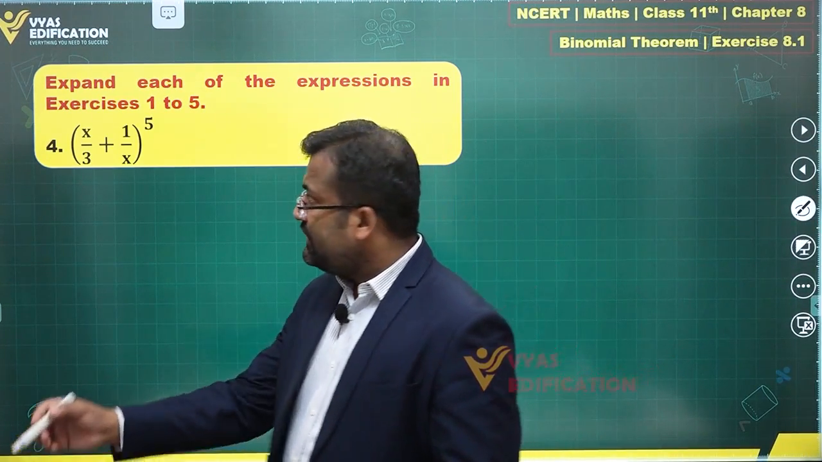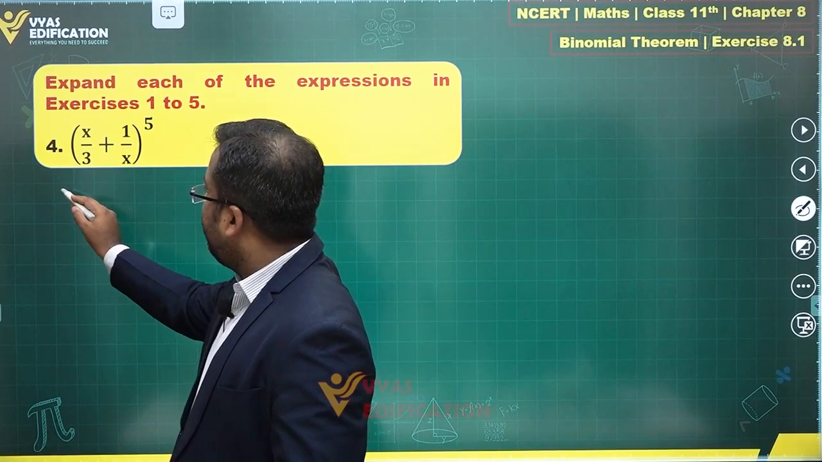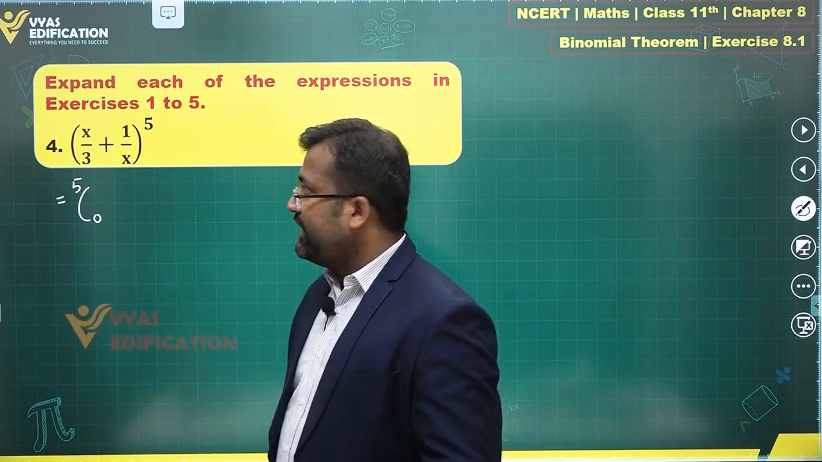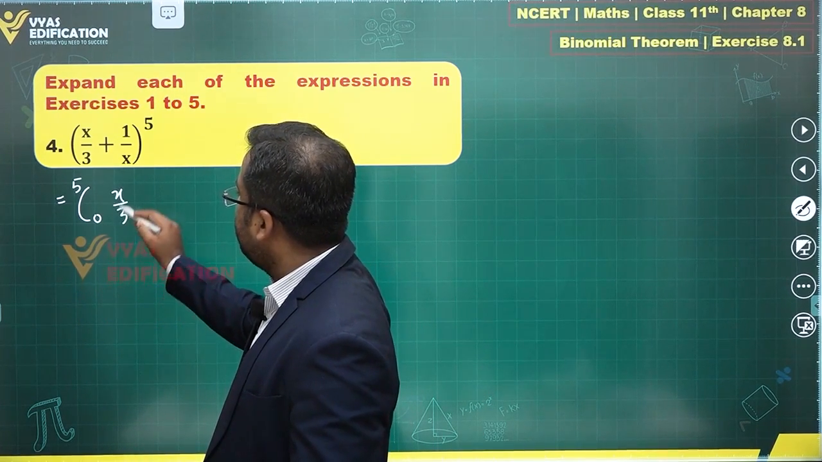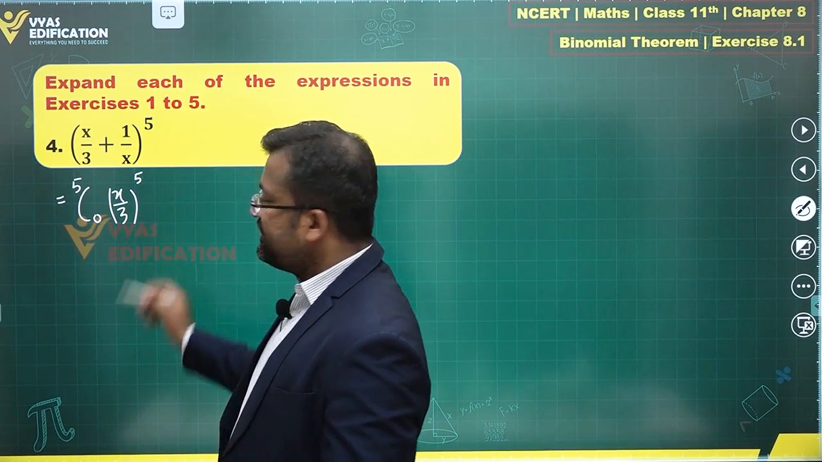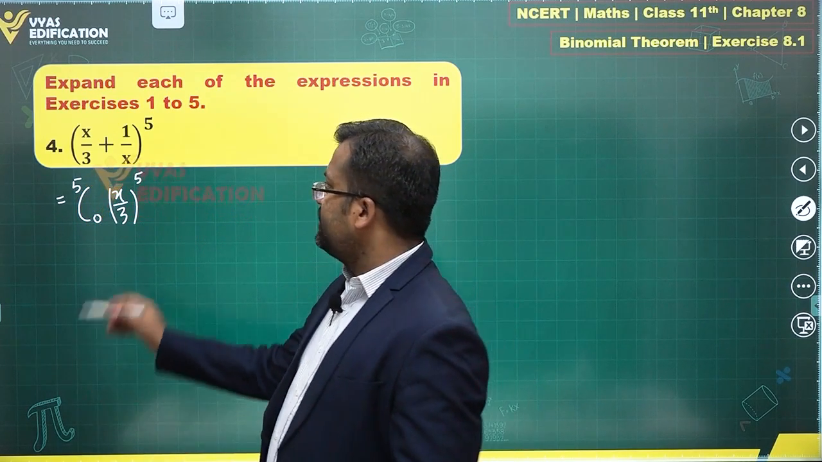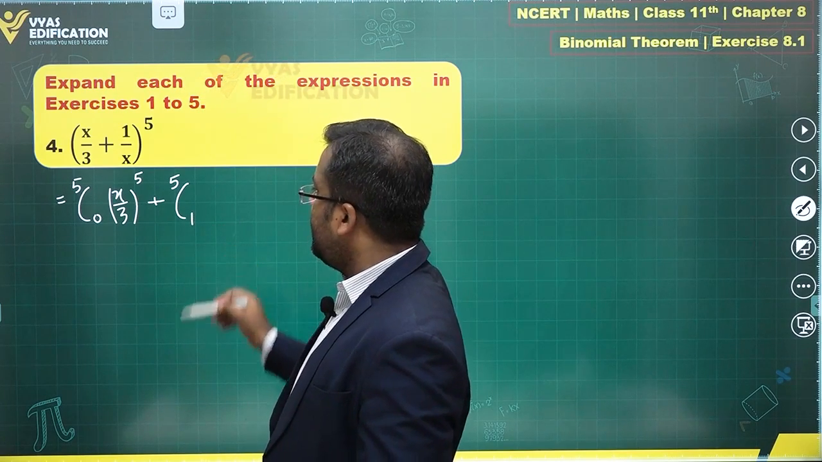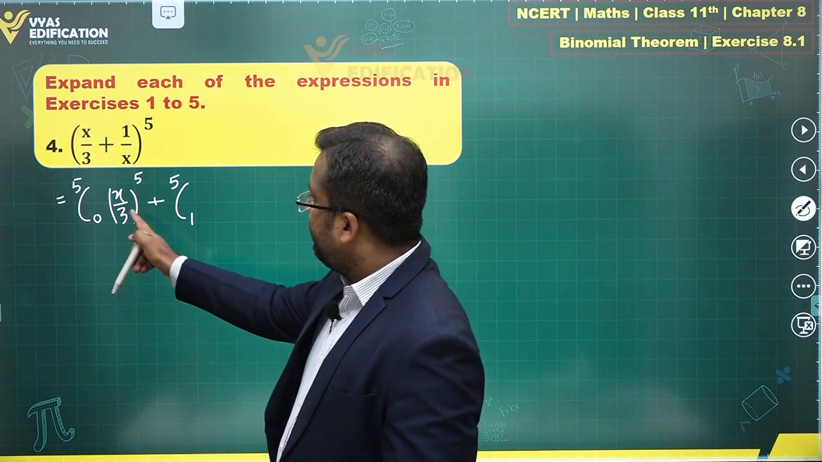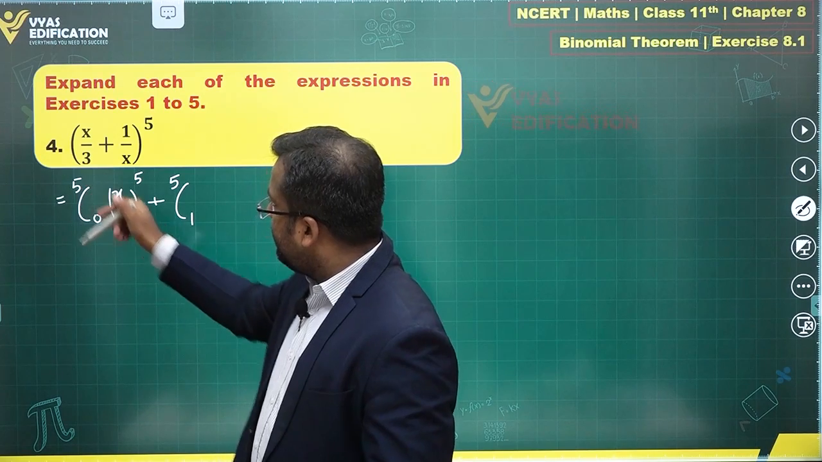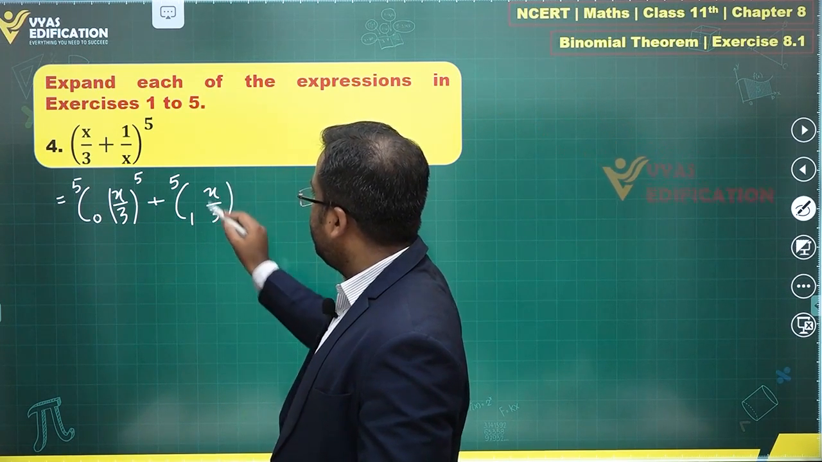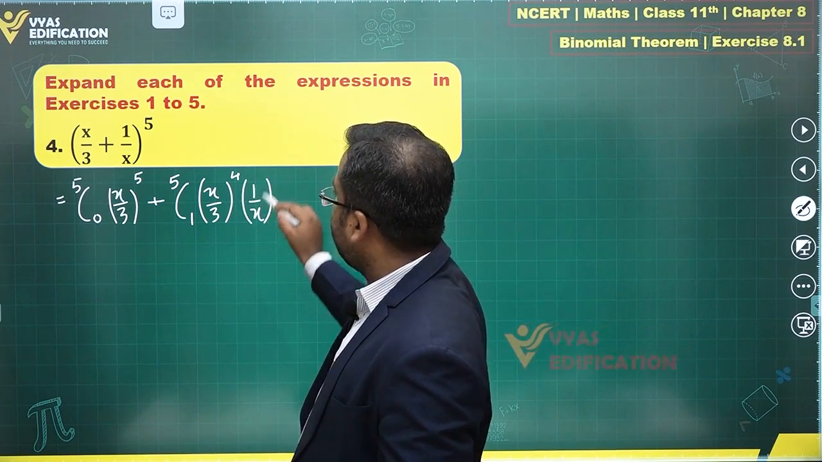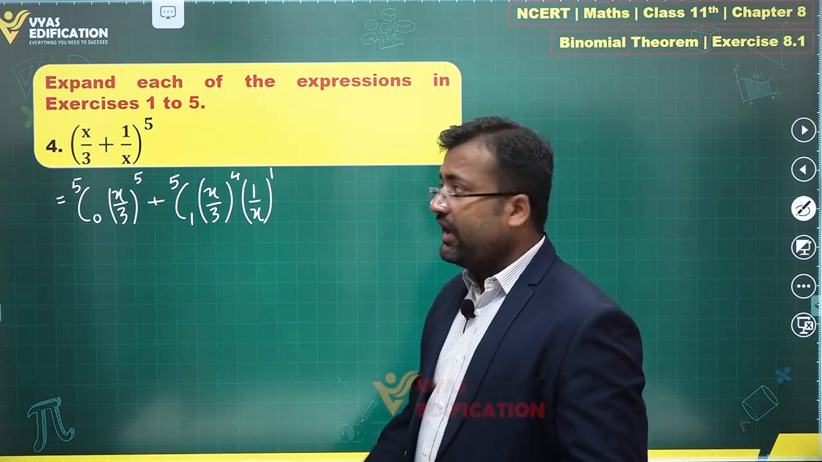Let's see, this is power 5. So this expansion will be equal to 5c0 first of all, right? The first term is (x/3) power 5. The next factor, (1/x) power 0, will be simply 1. Let's not worry about that. The next term of this series will be 5c1 times the first term of the binomial, x/3, raised to power 4. The power will reduce, and for 1/x the power will increase by 1, right? This is what you get.